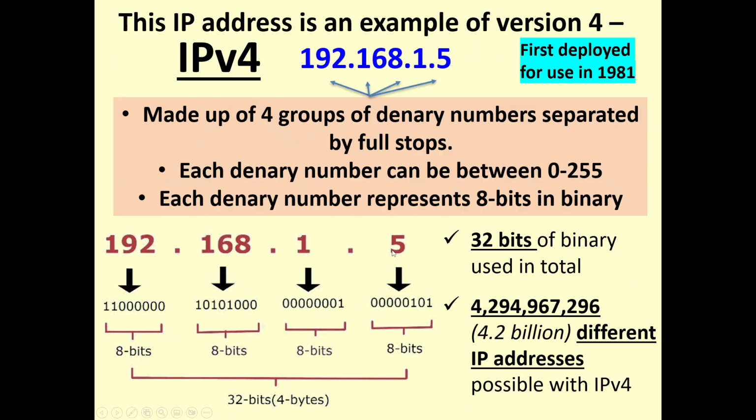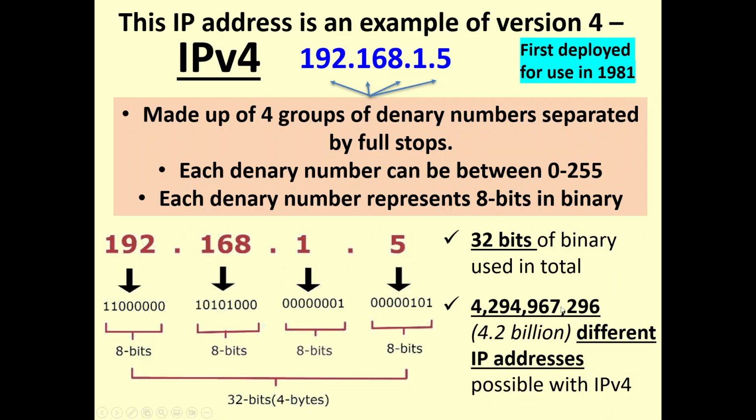So there are two versions of IP addresses that you need to know about, and they have asked this in the exam recently. IP version 4, IPv4, is made up of 4 groups of denary numbers between 0 and 255, and they're separated by full stops. 1, 2, 3, 4 groups of denary numbers, between 0 and 255.